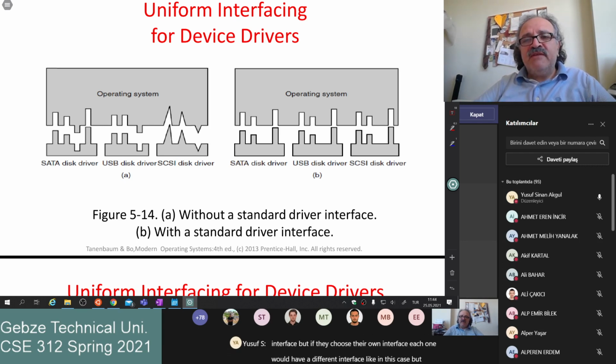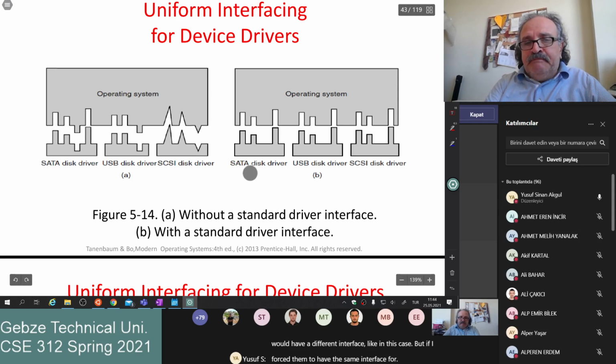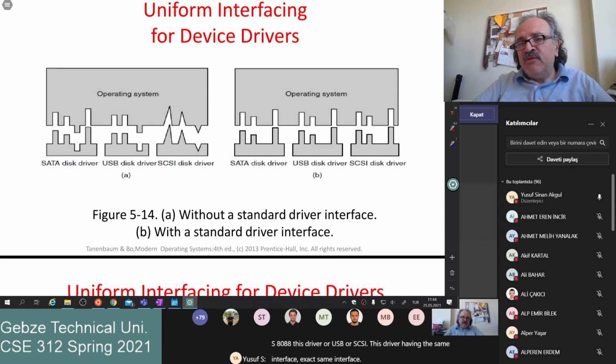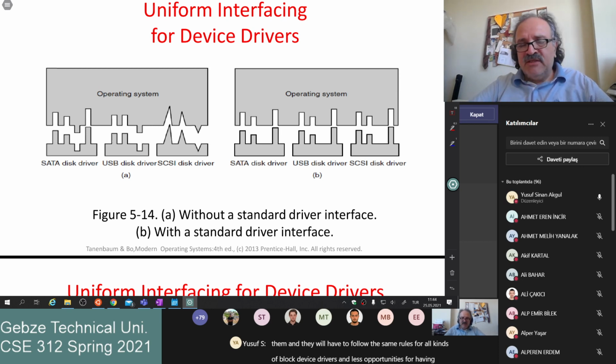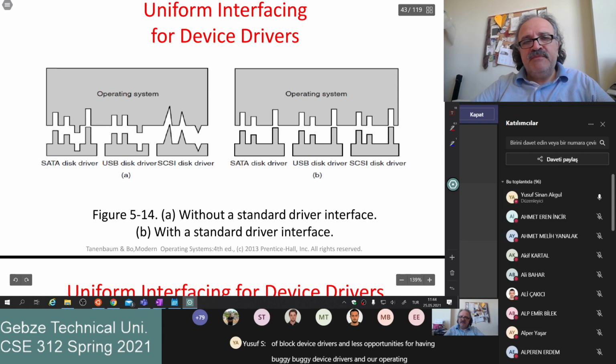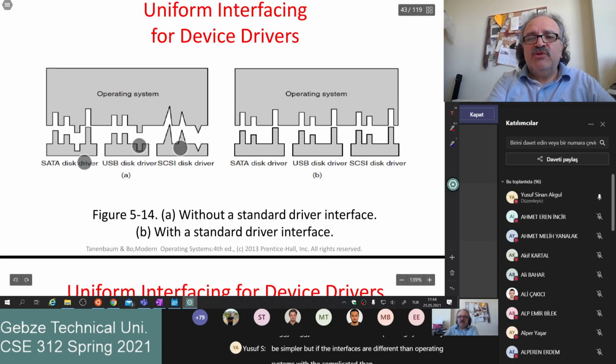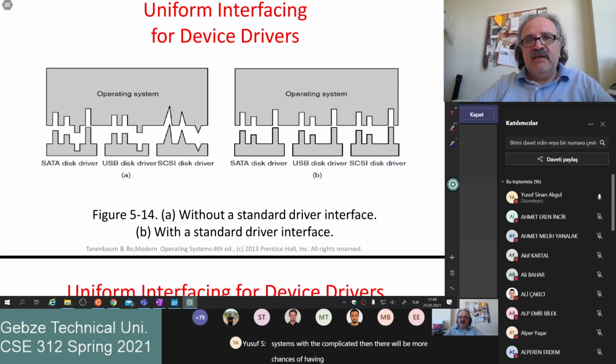But if I force them to have the same interface, for the SATA disk driver, for the USB or SCSI disk driver, having the exact same interface, the operating system will not know any difference between them, and they will have to follow the same rules for all kinds of block device drivers. There are fewer opportunities for buggy device drivers, and our operating system will be simpler. But if the interfaces are different, then operating systems will be complicated, and there will be more chances of having bugs in the device drivers. So that's the uniform interfacing for device drivers.